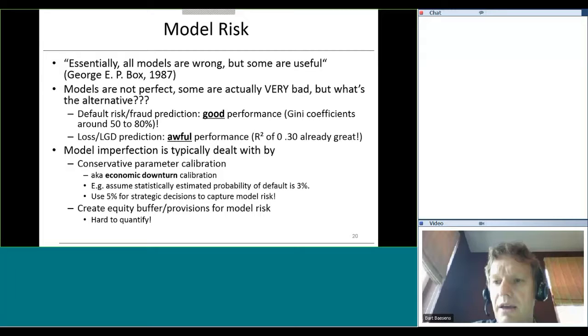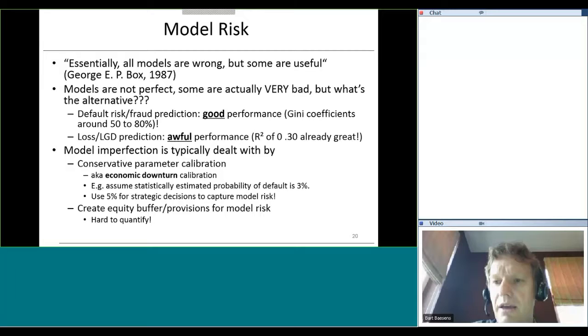Conservative parameter calibration means that instead of using an LGD of 20% as it comes out of our models, we're going to put it to 30% to make sure that we're on the safe side, to make sure as a bank that we are well protected. Put differently, it's better to overestimate risk because then we're safe, we have enough buffer capital, than to underestimate risk because then we can go bankrupt.